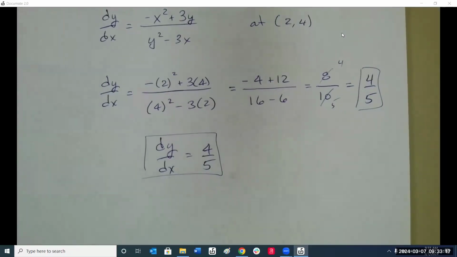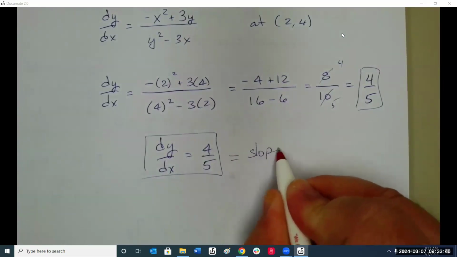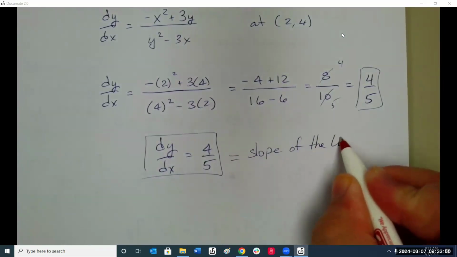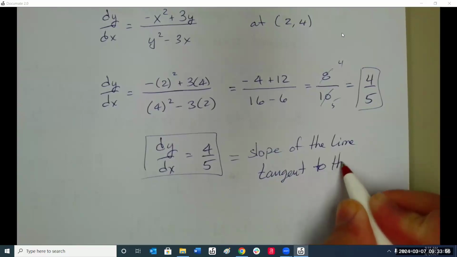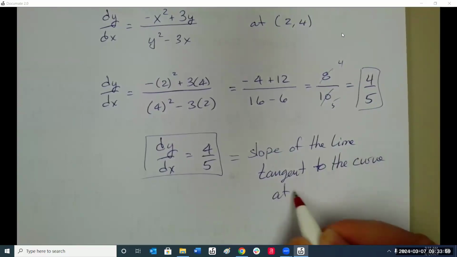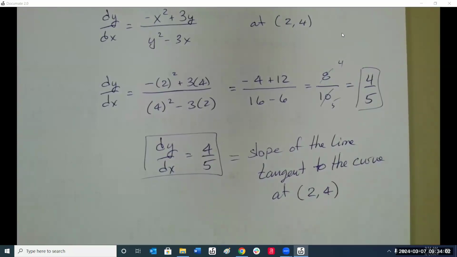That's just plugging in numbers. Now what do I do? What does this number tell me? The slope of what? Okay, this is the slope at the point of what line? It's the slope of the line tangent to the curve at 2, 4. This is equal to the slope of the line tangent to the curve at the point 2, 4.